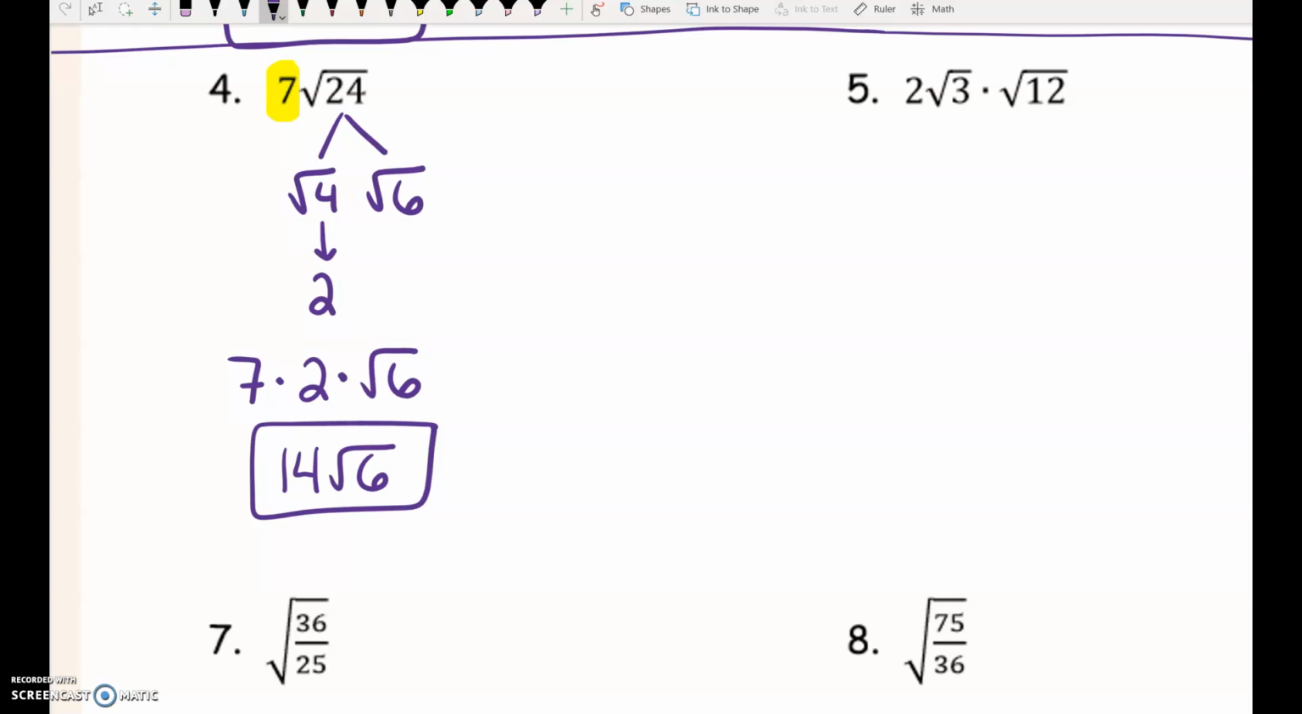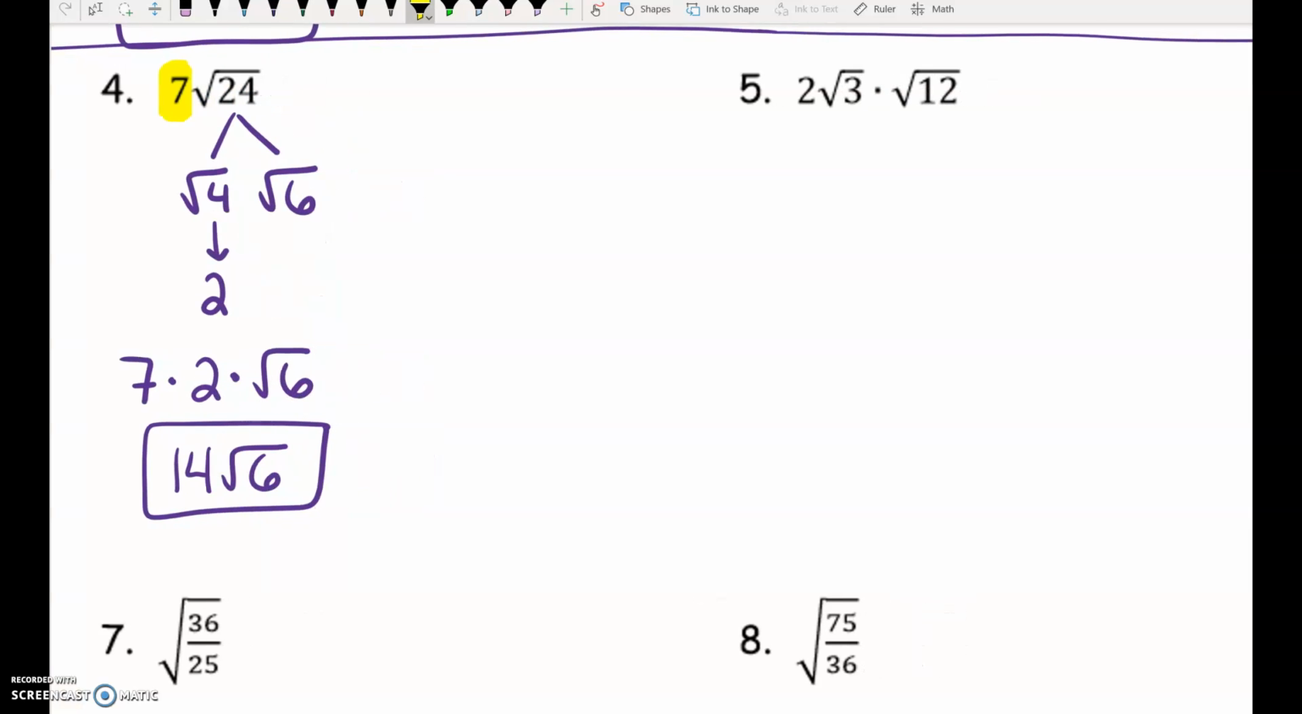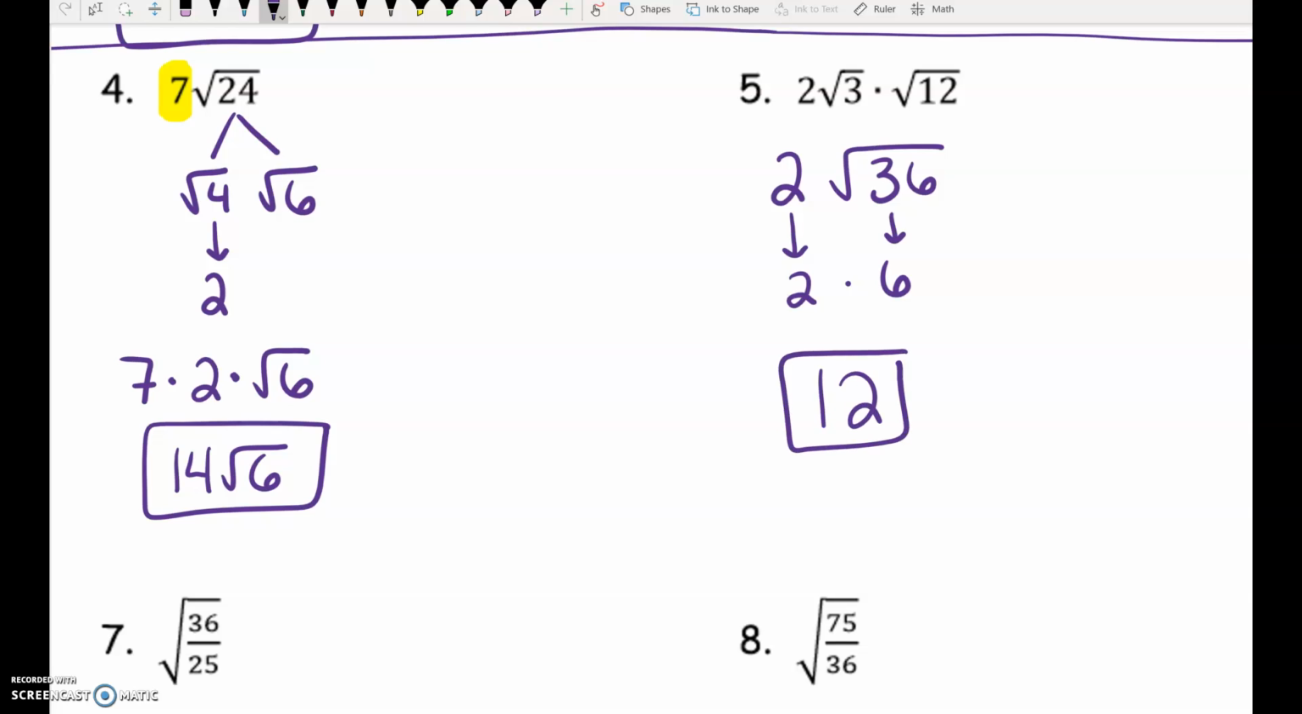So you can multiply integers together. You can multiply numbers that are not under a radical. You can multiply radicands together, but you can't multiply an integer and a radicand together. So in number 5, I'm going to save the 2 for later, but I can multiply the 3 and the 12 together because they are both radicands. What is 3 times 12? 36. And by multiplying it together, we did ourselves a favor because the 36, we can take the square root of 36. So we now have 2 times 6, which is 12.